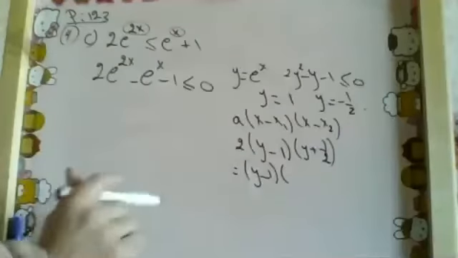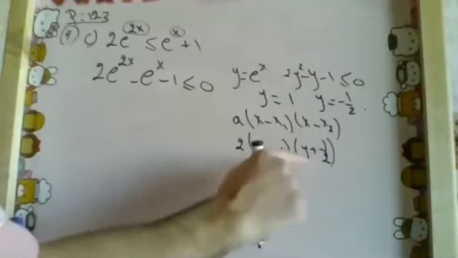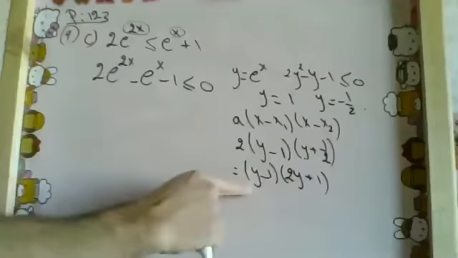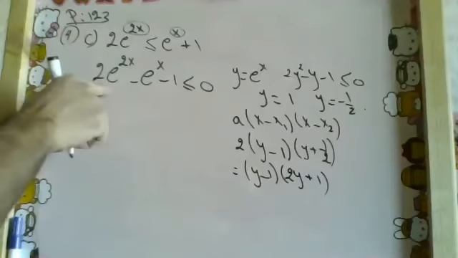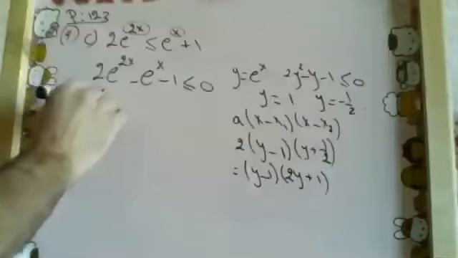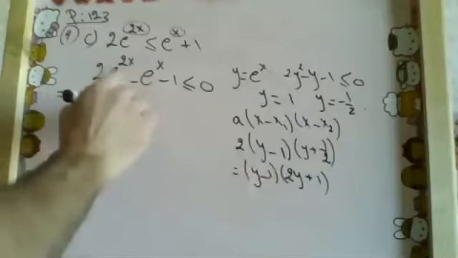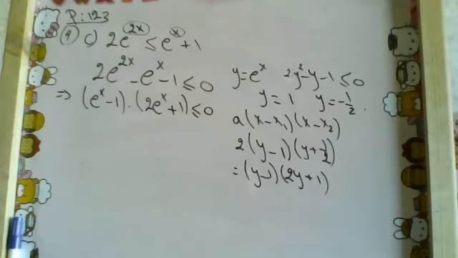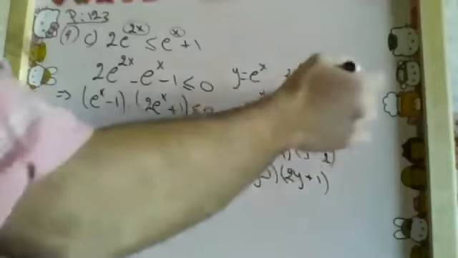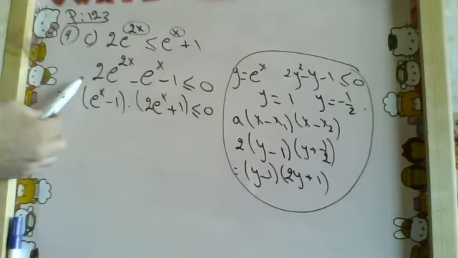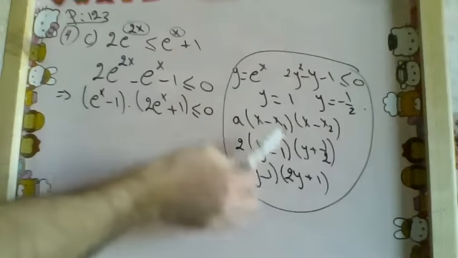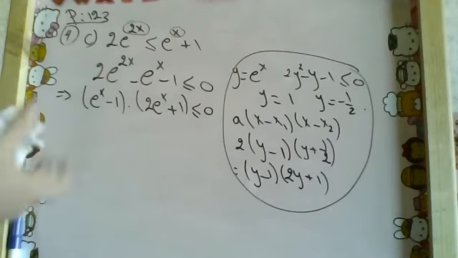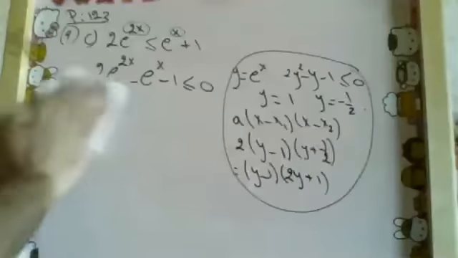Y plus 1 over 2 expanded, so 2y plus 1. I replace y by e power x, so we get e power x minus 1 times 2e power x plus 1 less than or equal to 0. Here I worked with a lot of details. A calculator user should only write this step.